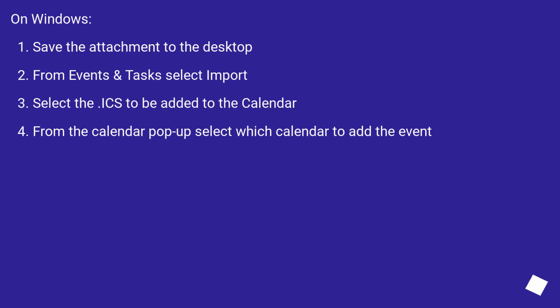On Windows, save the attachment to the desktop. From Events and Tasks select Import. Select the ICS to be added to the calendar. From the calendar pop-up, select which calendar to add the event to.